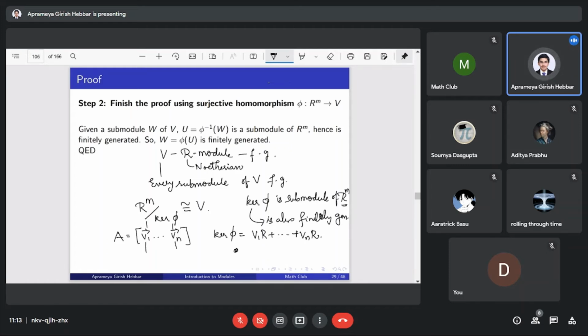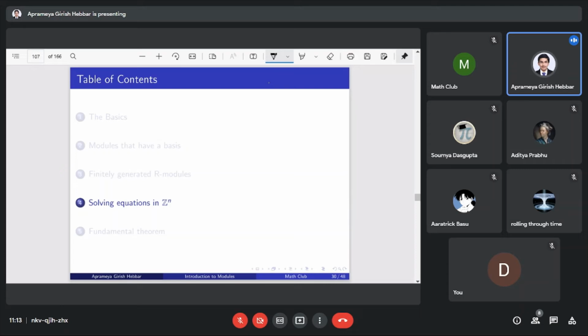Each column is a vector, so each vi belongs to R^m. Therefore it has m components, and you just lay out those components and form the matrix A. Then you see that any element of the kernel of phi is actually equal to A times some vector in R^n. So you can make the kernel of phi equal to A times R^n. Why? Let's say some element v belonging to the kernel of phi, you write it as v1 r1 plus v2 r2 up to vn rn.